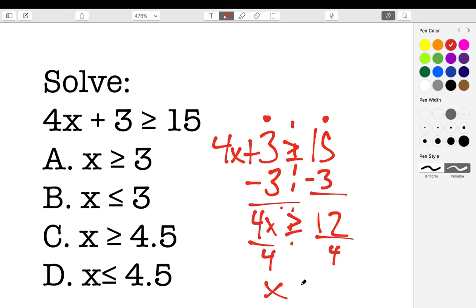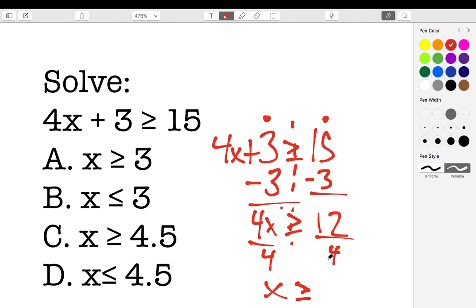So now, Valerie, what is the next line here? X. Did you flip the sign or not? What did you divide by? Positive or negative? Okay, if you divided by a positive, should you flip the sign? No, only when you divide by a negative. So we're actually going to keep this sign the same.